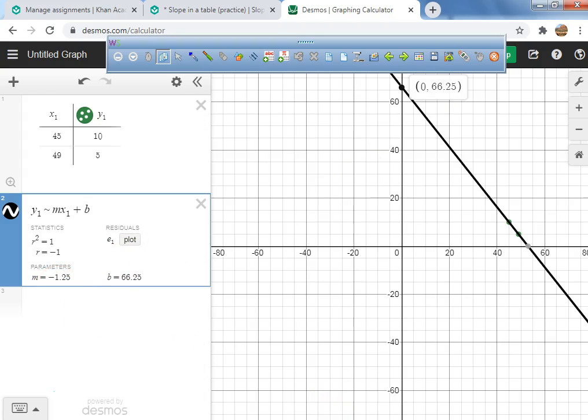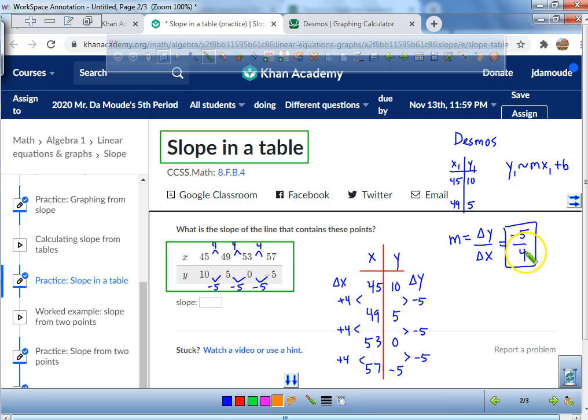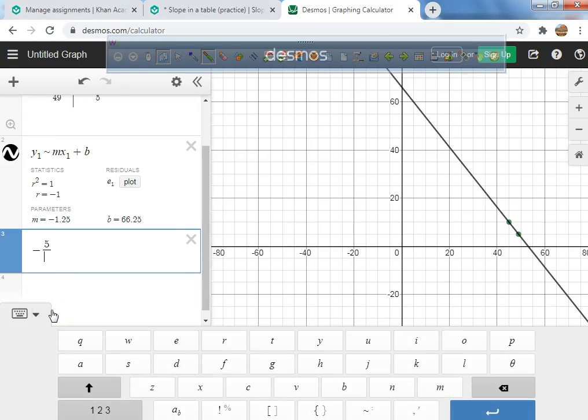You're like, wait a second, I thought we found the slope to be something else. What did we find the slope to be? Negative 5 over 4. Well, guess what? That's the same. Watch. If I type in negative 5 divided by 4, what's the decimal equivalent? Negative 1.25. Okay?